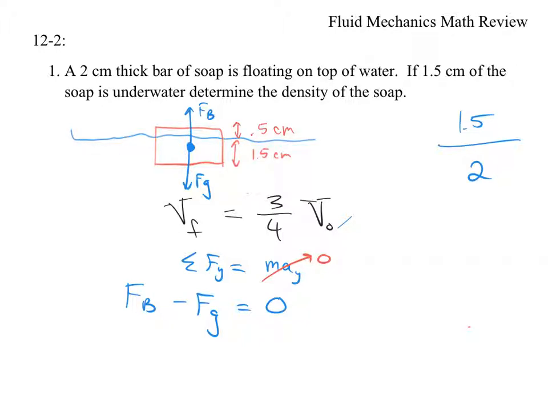Normal force, right? Guys, this is a great question. Why isn't FB more than FG? It might be more than FG when you push it under the water, which causes it to shoot up to the top. But once it settles on the top, which it is right now, it's not being pushed up. It's not being pushed down.